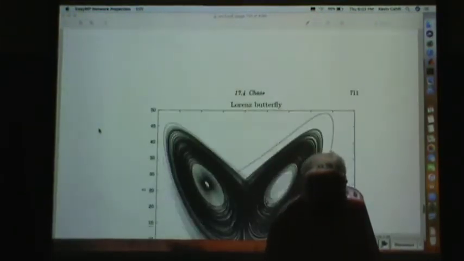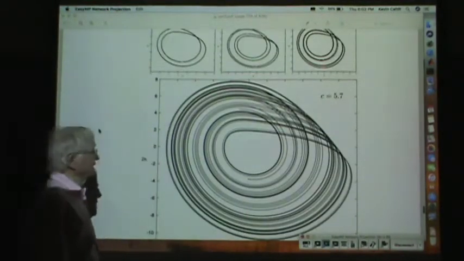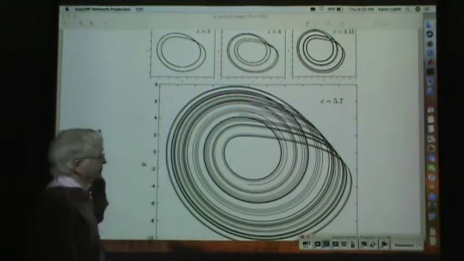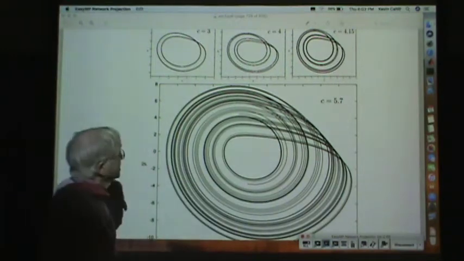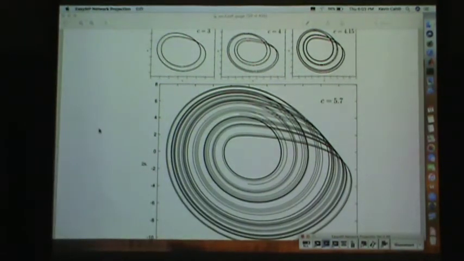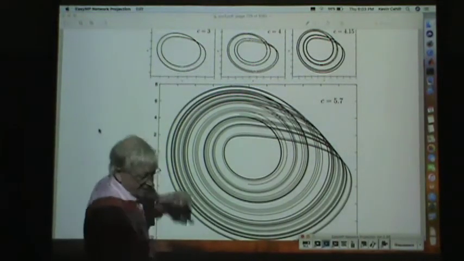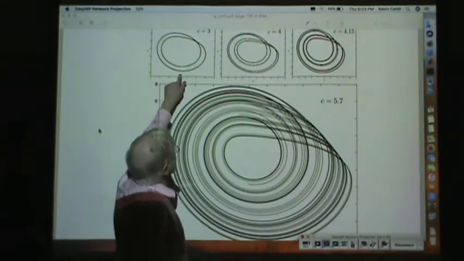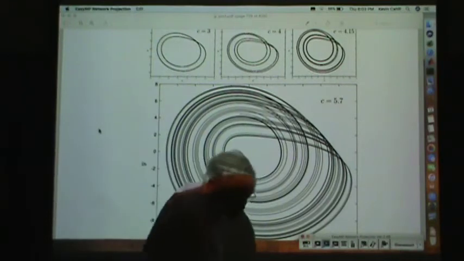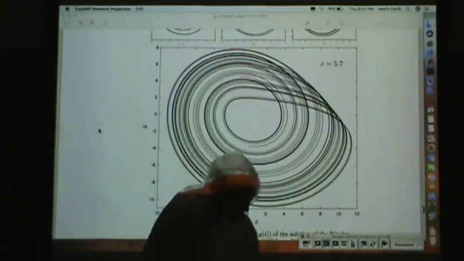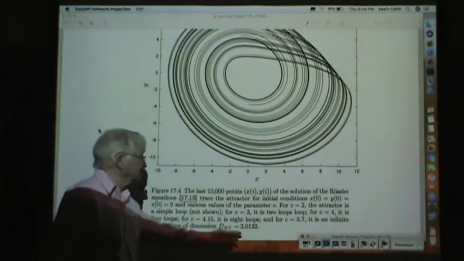So let me show you that again. Of course, I can't show you the strange attractor really because if I let this go, it would just go essentially black on us. But there you see that you have here 2 loops. Here you have 4 loops, 8 loops, and then eventually a strange attractor there. And I suppose the dimension of the thing is here. It's slightly greater than 2.